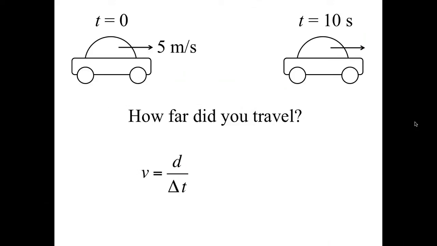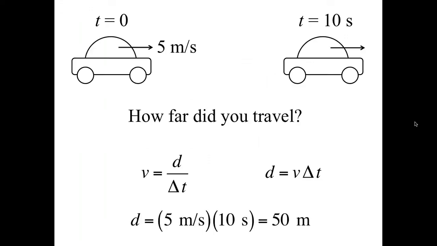And you say, I used this equation because my speed was constant. We're looking for how far, and that's the distance, so we rearrange so that distance is isolated. And then we plug in the values. The distance is the speed times the time we were traveling, and that gives 50 meters.